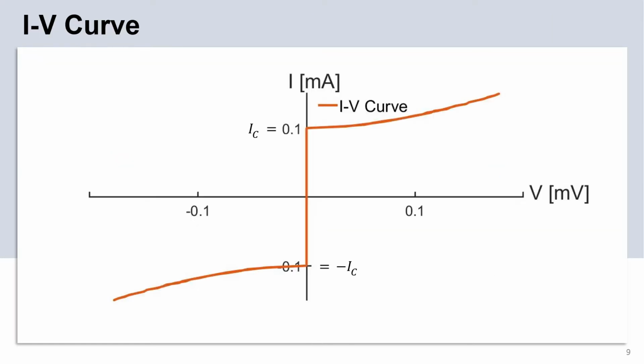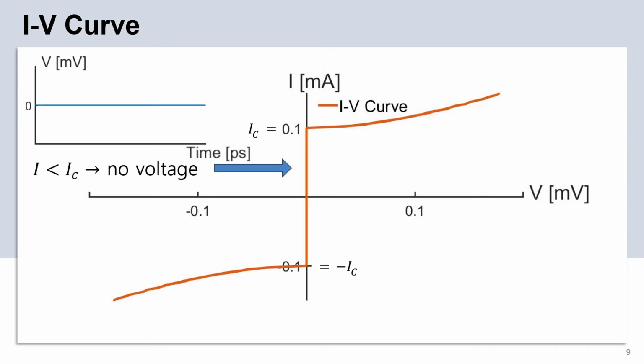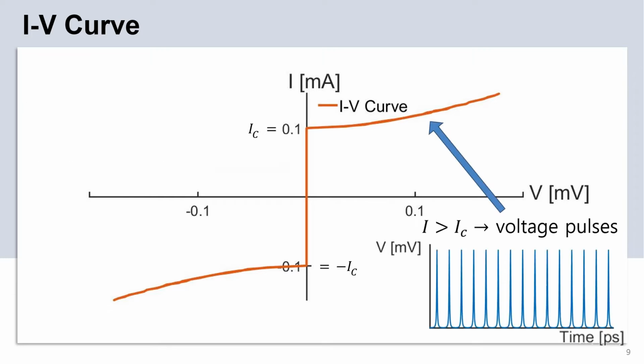Solving the RCSJ equations with a bias current gives us the dynamic behavior of the junction. If the current is below the critical current, which we call IC, then no voltage will be developed on the junction. If the current exceeds the critical current, then SFQ pulses will be produced by the junction. With each SFQ voltage pulse, the junction phase switches by 2 pi, as we saw earlier. In this example, the IC of the junction is 100 microamps.